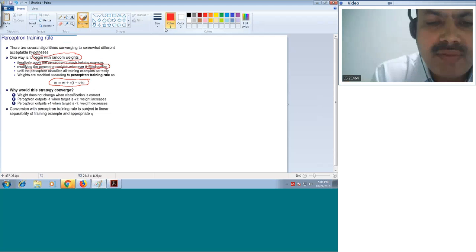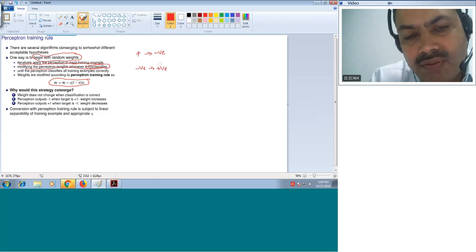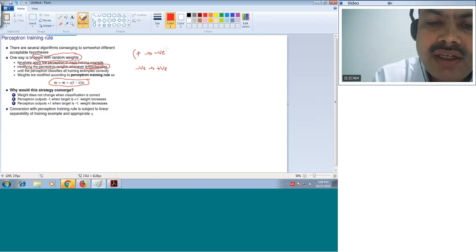What could be the misclassification? A positive thing is told as negative, or a negative thing is told as positive. There are two kinds of misclassification possible. When a positive thing is told as negative, why negative? Because this W0 was negative. So you want to increase the thing so that the negative becomes positive. If negative is told as positive, you want to decrease the weight so that it becomes negative and therefore my classification is correct.